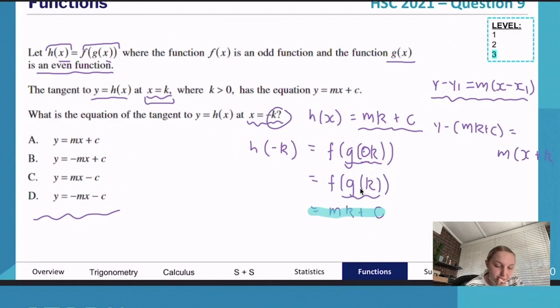Okay, so we've now got this, right? But this m value here is actually going to be negative, right? Okay, so I'm just going to give everybody a second to soak that in.